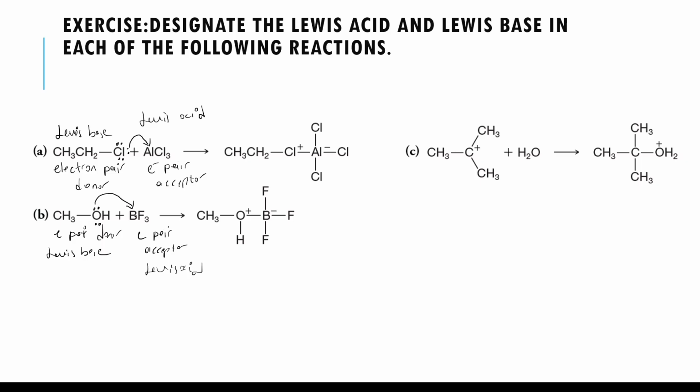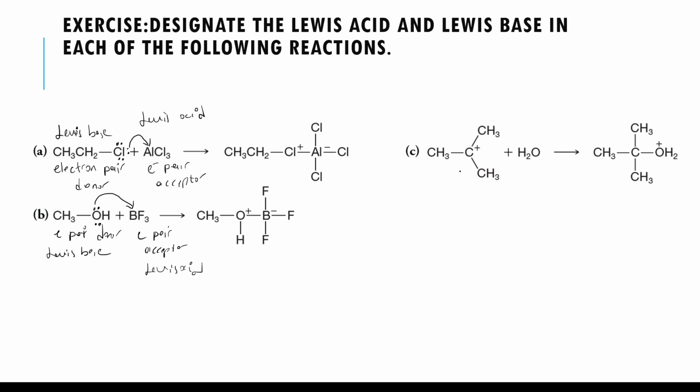And we know that species having an incomplete octet generally act as a Lewis acid because they would like to have an octet as a result of polar reactions. And we know that methanol, methyl alcohol, has lone pairs on oxygen and is an electron pair donor, and that's the reason why it's a Lewis base.